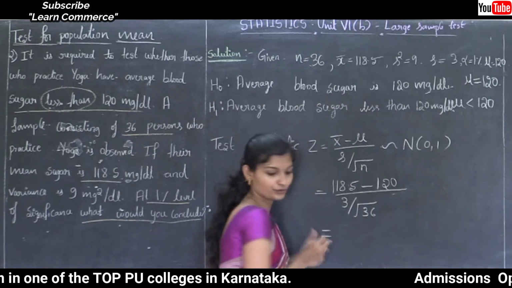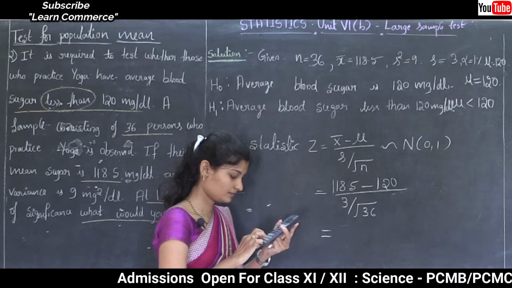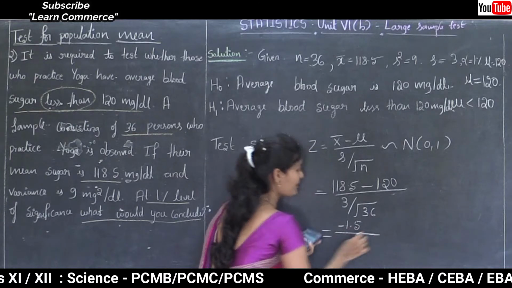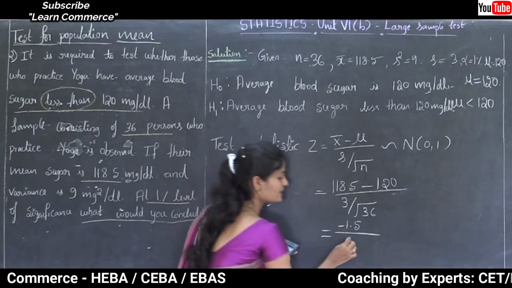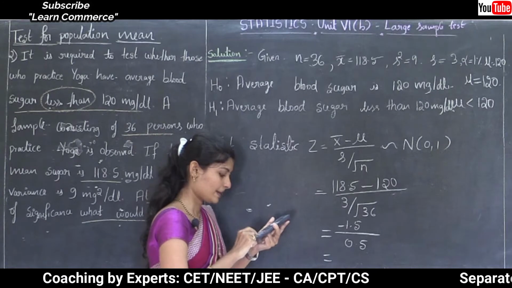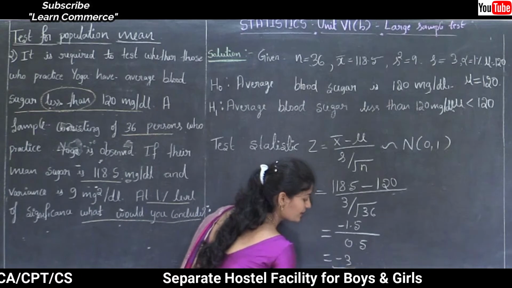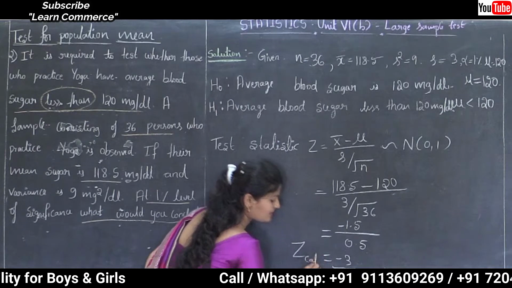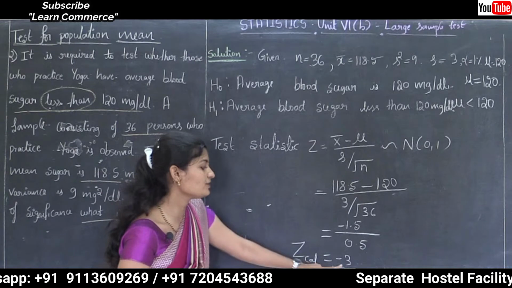This is equal to 118.5 minus 120, that is minus 1.5, divided by 3 divided by square root of 36, that is 0.5, and this is equal to minus 1.5 divided by 0.5, that is minus 3. Here we got one value, that is the calculated value. So we can write Z cal, cal meaning calculated value. So the calculated value is minus 3.